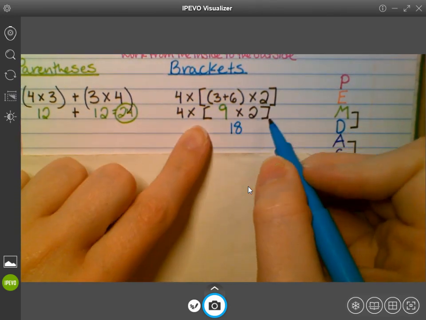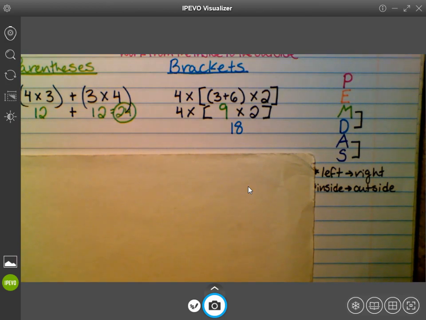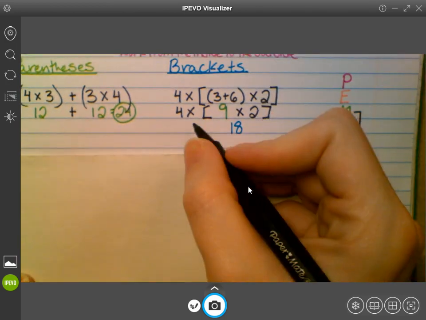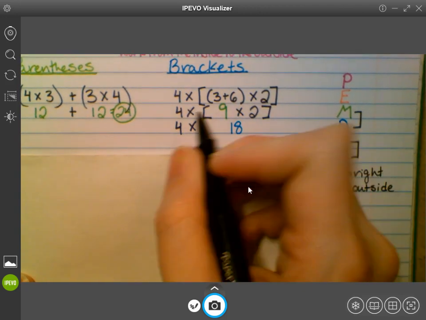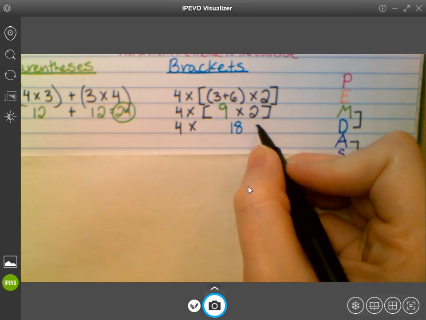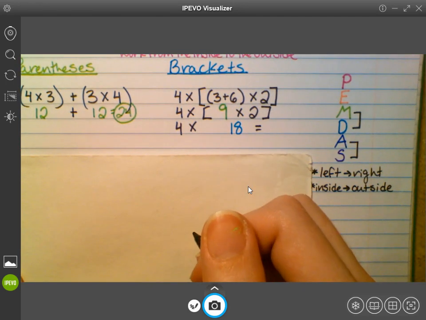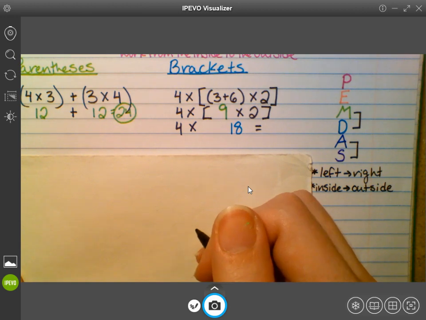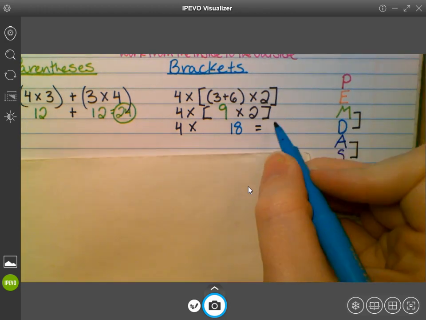Now, do I need to put the brackets again? No, because I solved what's in them. So I just need to bring down the 4 and the multiplication symbol. I could have put it further over. I just decided to bring it straight down. So now, I have 4 times 18. What is our answer on the count of 3? 1, 2, 3. 72.